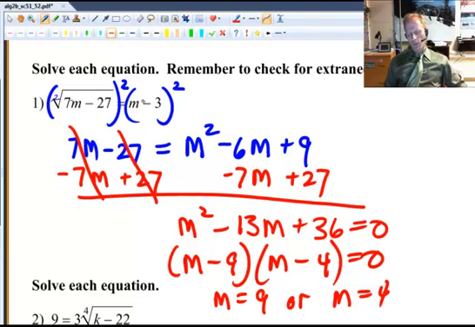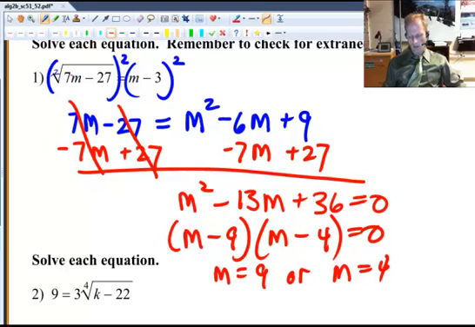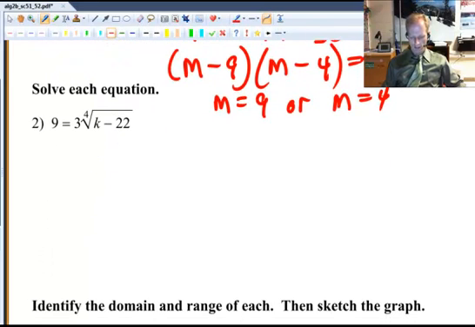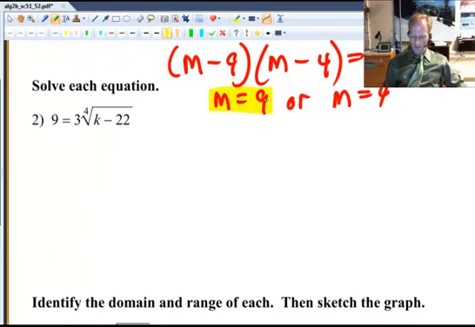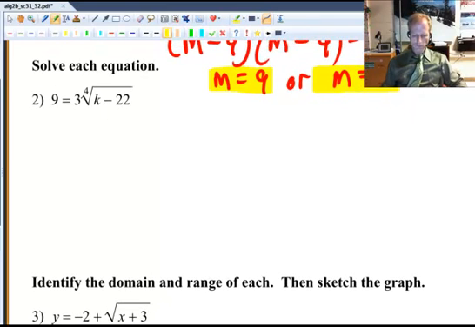Now, when I put the value in for the variable, if the right side of the equation had turned out to be a negative number, that would have been an extraneous solution, and I would have discarded it from the solution set. So I'm all finished, and I have two solutions for this equation.